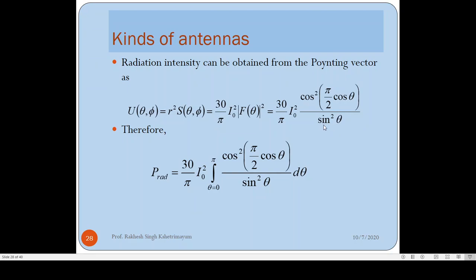So if you want to find the total radiated power, it will be 30 by pi I naught square times the integration of this term from theta going from 0 to pi. This integration is not easy. Sometimes you have to make a numerical approximation to find this integration, to find the total radiated power of a dipole of any arbitrary length.